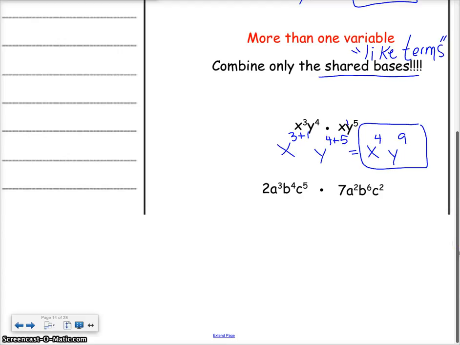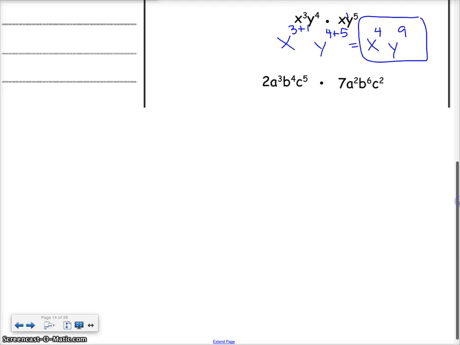And the next one, now we got a whole bunch of stuff going on, but that's okay. You just multiply your numbers. 2 times 7 is 14. A to the 3 plus 2. B to the 4 plus 6. Do you see what I'm doing there? I'm looking at my exponents of the same base. C to the 5 plus 2. 14, A to the 5th, B to the 10th, C to the 7th.